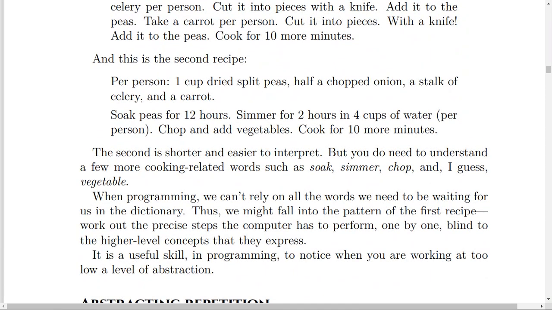The second is shorter, by the way, and easier to interpret, but you do need to understand a few more cooking-related words such as soak, simmer, and chop, and I guess vegetable. And when programming, we can't really rely on all the words we need to be waiting for us in the dictionary, and thus we might fall into the pattern of the first recipe and spell out the precise steps.